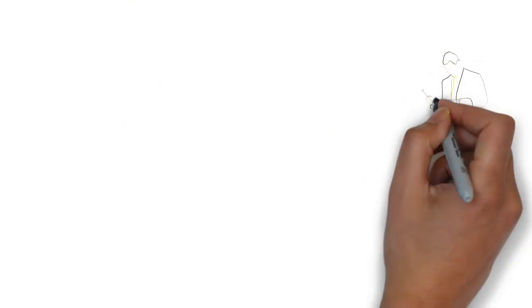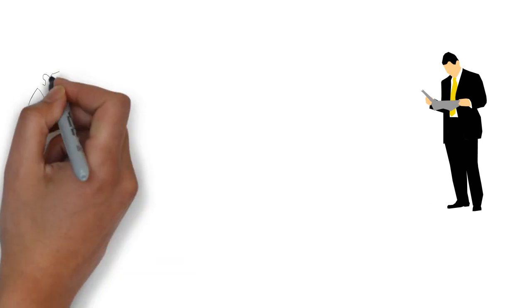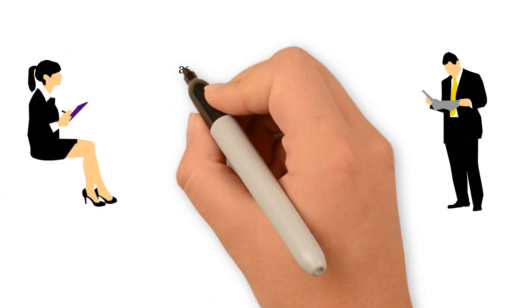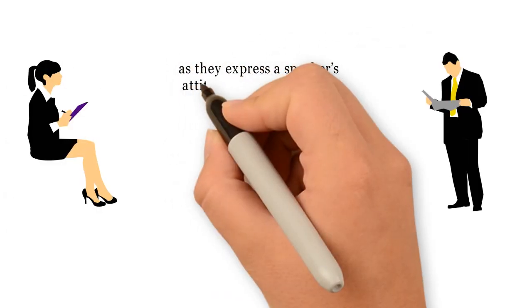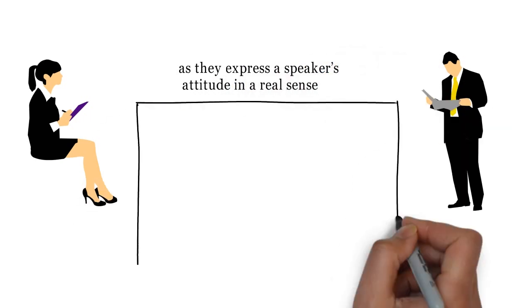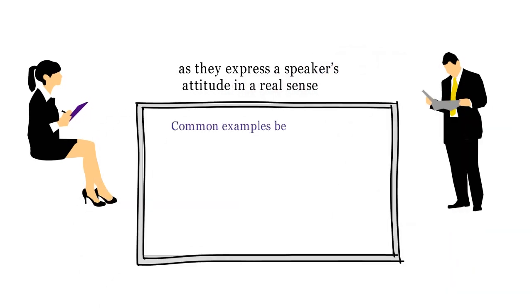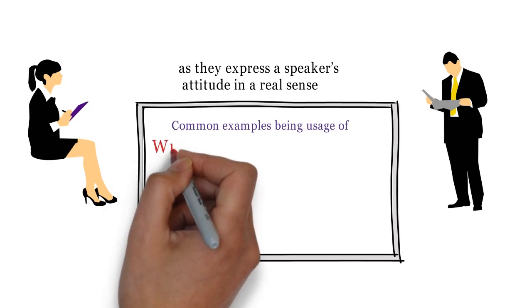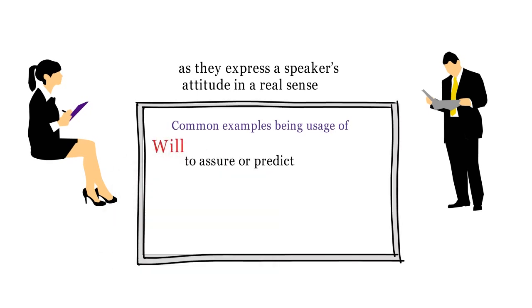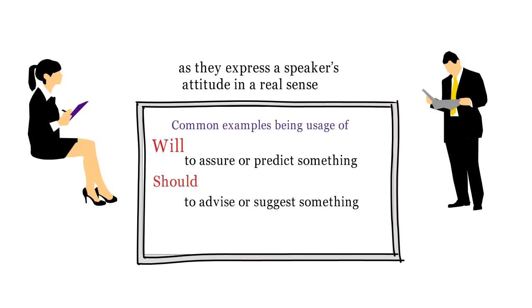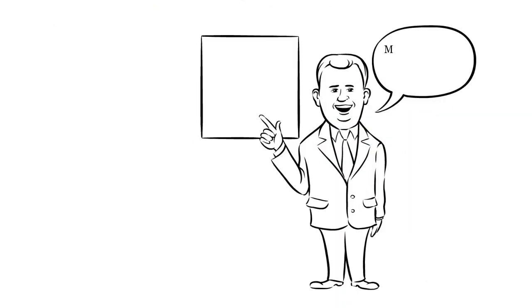As a learner of English as a second language, one needs to be more aware of the contextual usage of modals as they express a speaker's attitude in a real sense. Common examples being usage of will, to assure or predict something, should, to advise or suggest something, to name a few. Modals are used to express ability, obligation, habit, willingness, or even seeking permission.